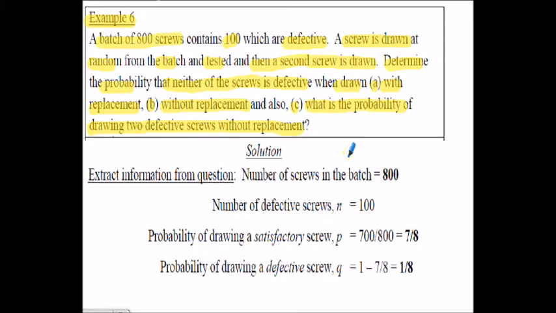So from the information in the question, the number of screws in the batch is 800. The number of defective screws, called that little n here, is 100. The probability of drawing a satisfactory screw, P, is 700 over 800, or 7 upon 8. And the probability of drawing a defective screw, called that Q, is 1 take away the 7 upon 8, or 1 upon 8.